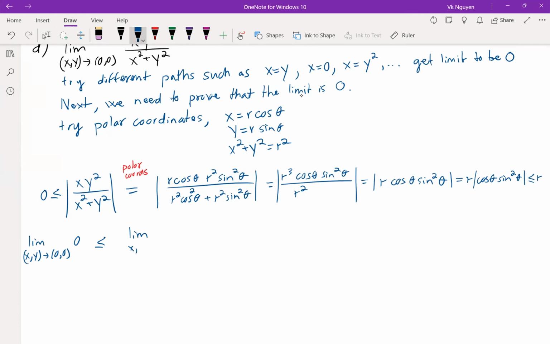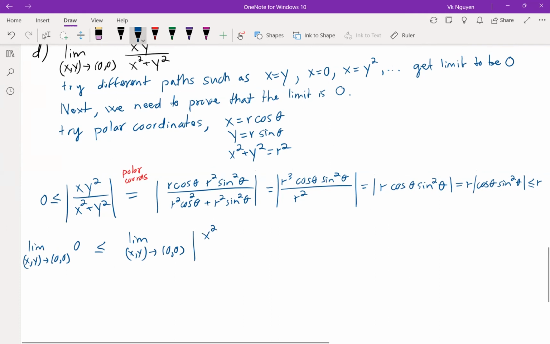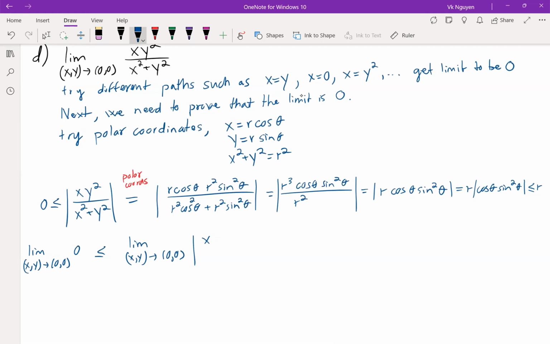It's going to be less than or equal to the limit as (x, y) goes to (0, 0) of the absolute value of x y square over x square plus y square, and that is bounded by the inequality up here. Well, R goes to 0. That is the only way that R can go to 0, is that both x and y go to 0. So the limit as R goes to 0 of R.